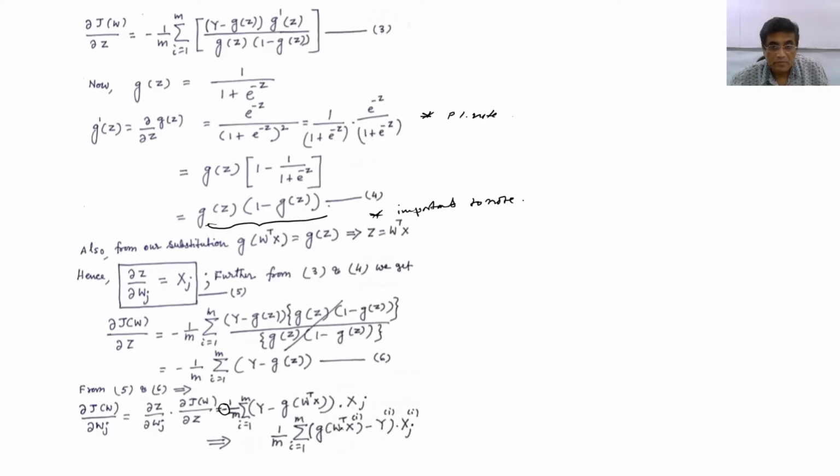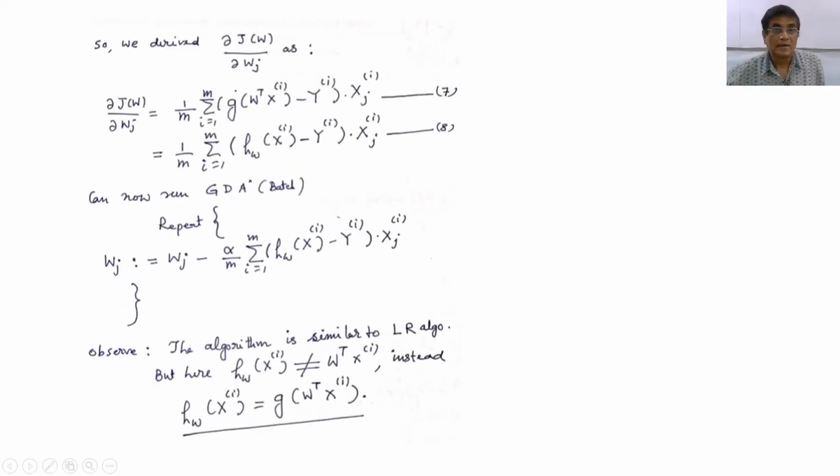g(w transpose x) minus y times x. Again, we are writing the samples because the operation is over. Those samples were there everywhere, but to avoid clumsiness in the expression, we avoided them. Now we have reintroduced them. Okay, so this is my desired derivative. So we have now the derivative of the logistic regression cost function.